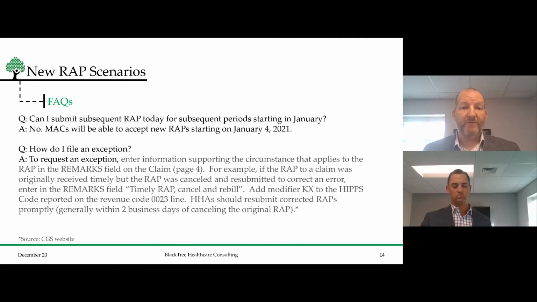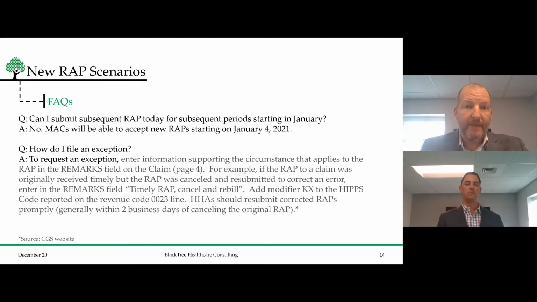So that's really on page 4 of the actual claim if you're in DDE. Example there, this actually came straight from CGS's website, one of the MACs. If the RAP to a claim was originally received timely, but the RAP was canceled and resubmitted to correct an error, enter in the remarks field: timely RAP, cancel and rebill. Add modifier KX to the HIPPS code reported on the 0023 line, and the agency should resubmit the corrected RAPs promptly, generally within 2 business days of canceling the original RAP.